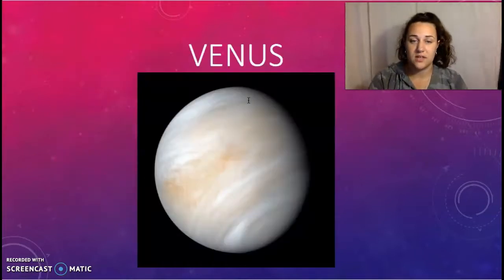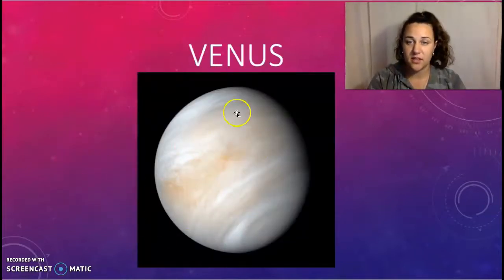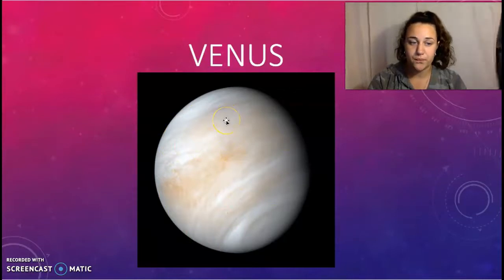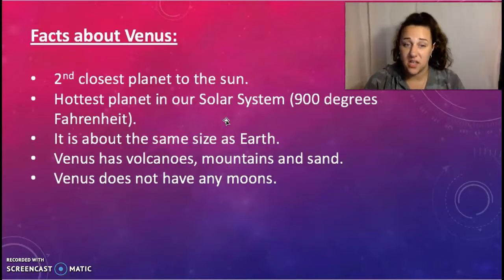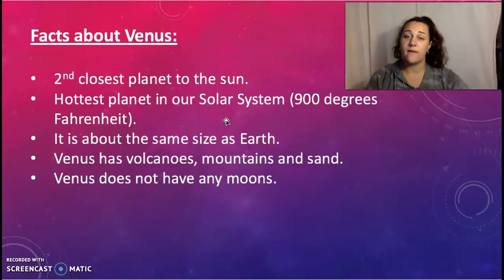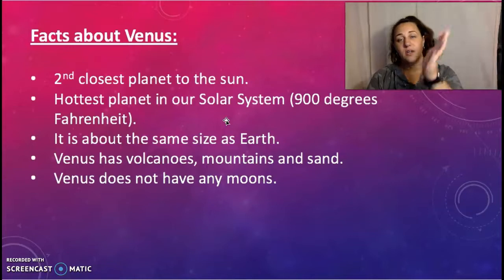So now if I go to Venus, this is how Venus looks, just to remind you. Facts about Venus. Venus is the second closest planet to the sun. So you have the sun, you have Mercury, you have Venus.